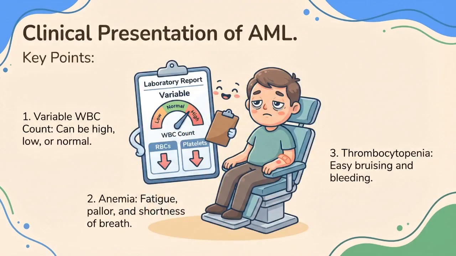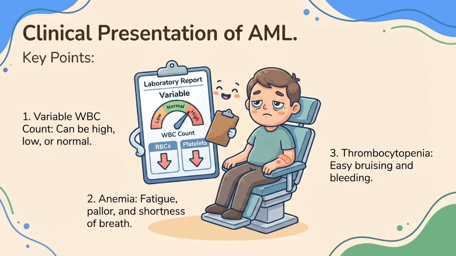Now, let's connect these laboratory findings to the real-world clinical presentation of acute myeloid leukemia, or AML. Patients often present with a constellation of symptoms directly related to bone marrow failure. You'll typically see a variable white blood cell count. It can be very high, very low, or even within the normal range. However, regardless of the total count, the presence of circulating blasts is the critical finding.